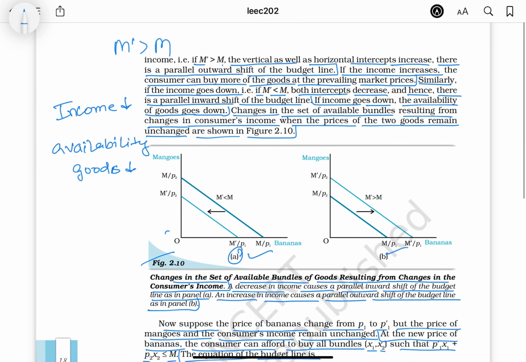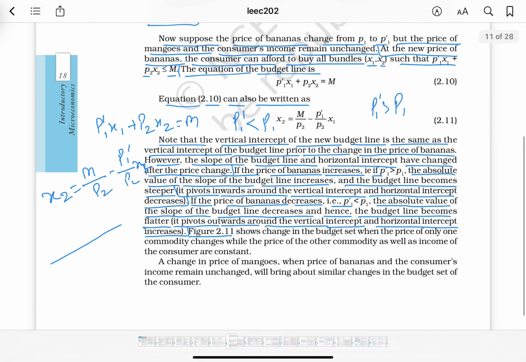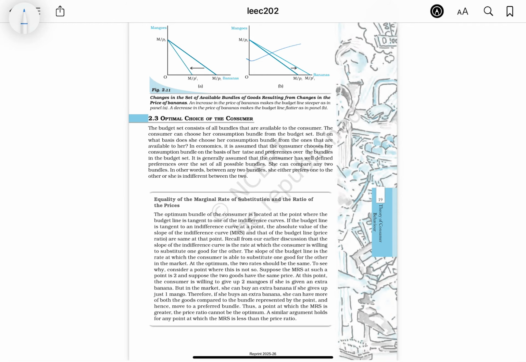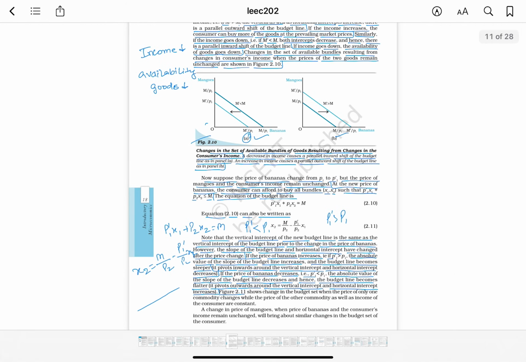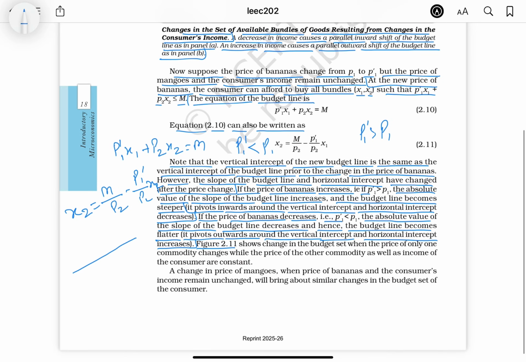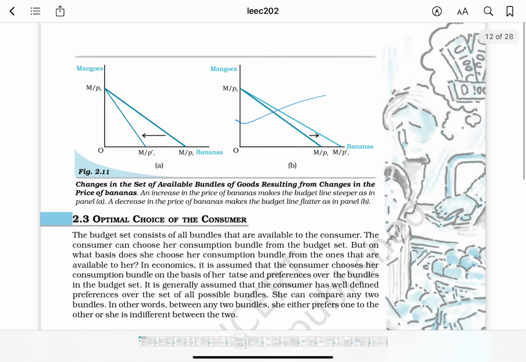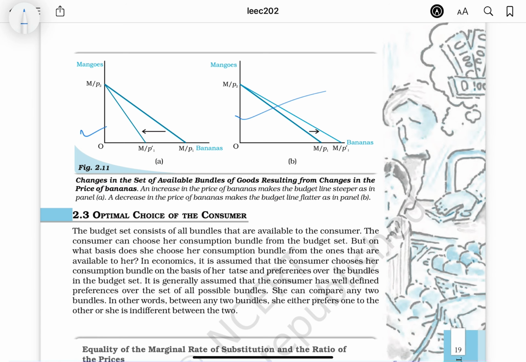Figure 2.11 we will see ahead. Which figure is it talking about right now? It is talking about this figure here. 2.11 shows change in the budget set when the price of only one commodity changes while the price of the other commodity as well as income of the consumer are constant. A change in price of mangoes, when the price of bananas and the consumer's income remain unchanged, will bring about similar changes in the budget set of the consumer. Okay, this figure is being discussed.